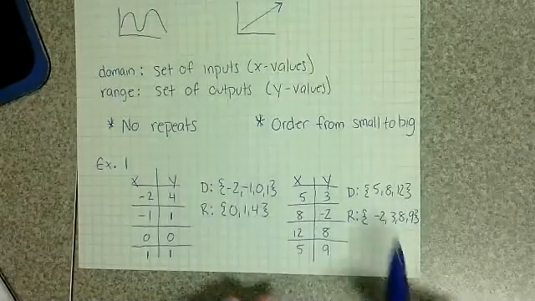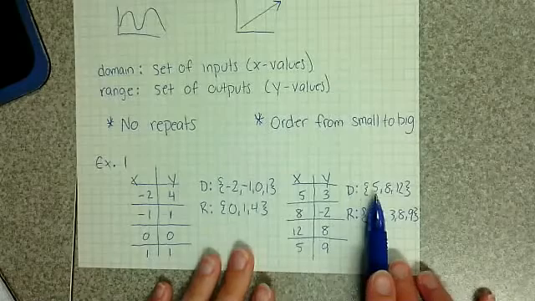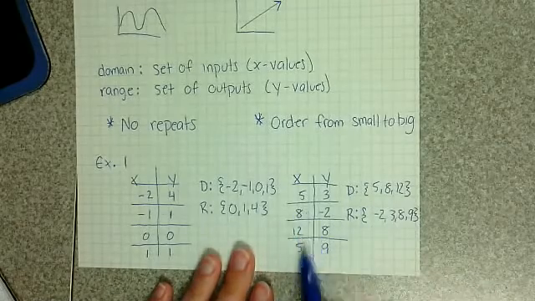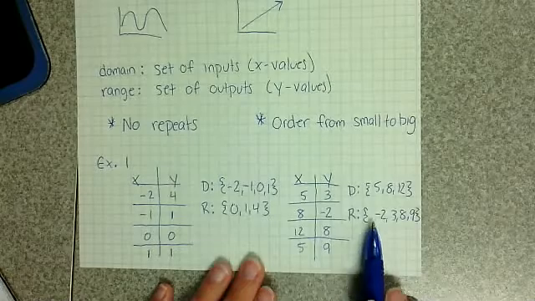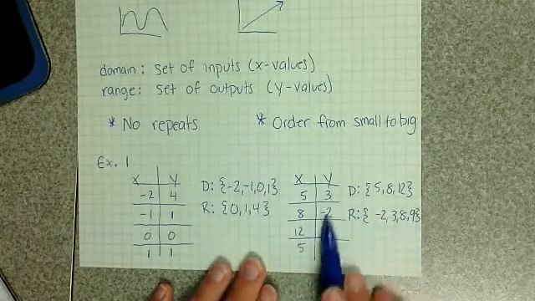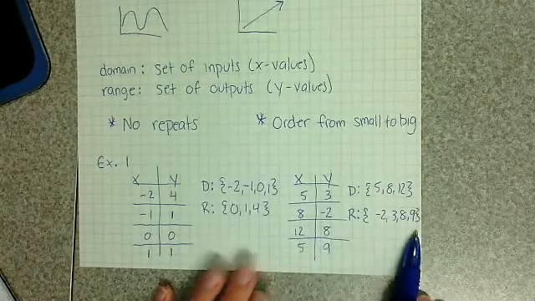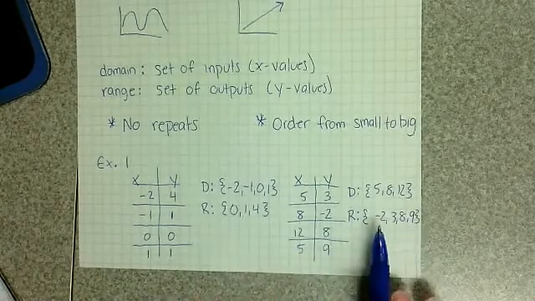All right, cheaters. Do you have on your paper for domain 5, 8, and 12? Hey, 5 repeats. You better only have it on your paper once. It better be in order. Range, -2, 3, 8, 9. Not in order over here. Make sure it's in order from least to greatest, otherwise you will lose points.